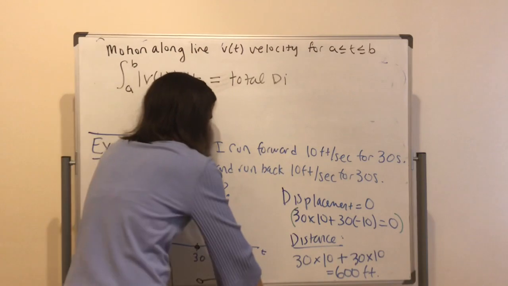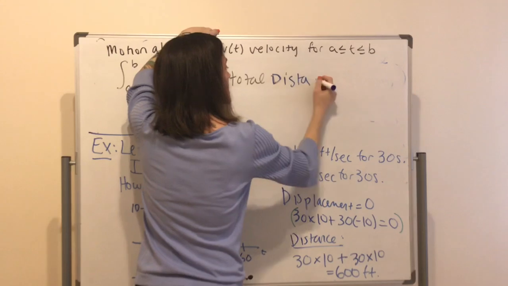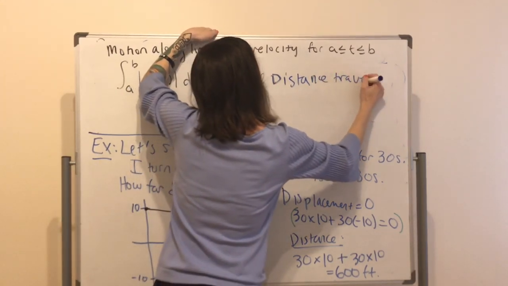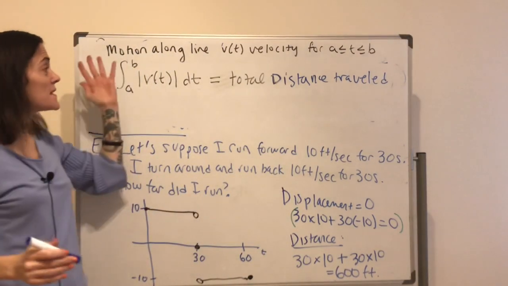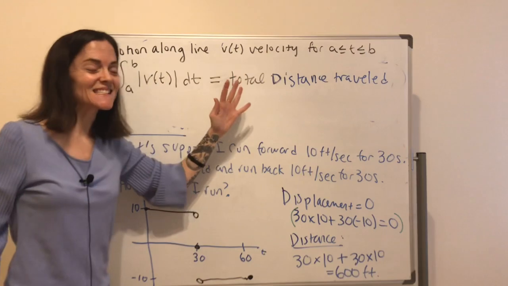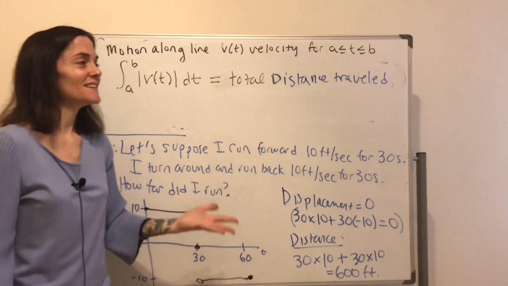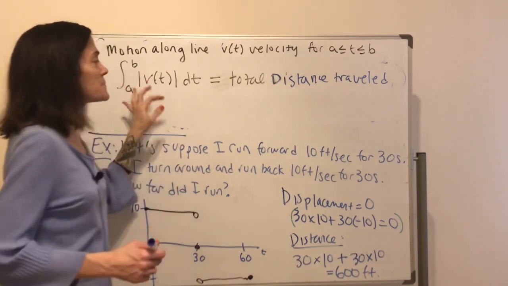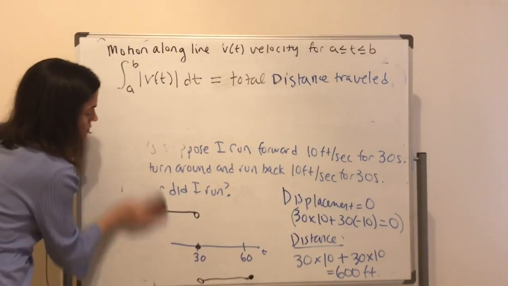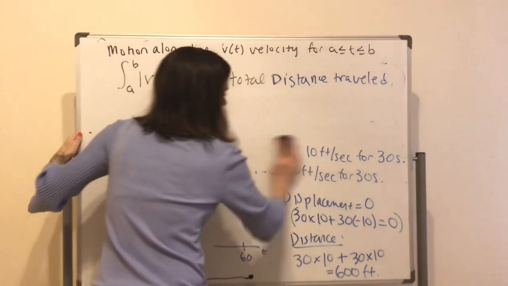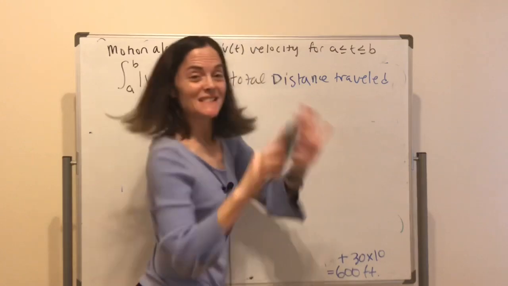Let me switch back to blue, which is a stronger marker. I will apologize. Traveled. Okay? So this is this notion of displacement versus distance when you're in motion along a line. Displacement, you just integrate the velocity function. Distance, you integrate the absolute value of velocity. So let us do an example, and then we will move into motion in space.